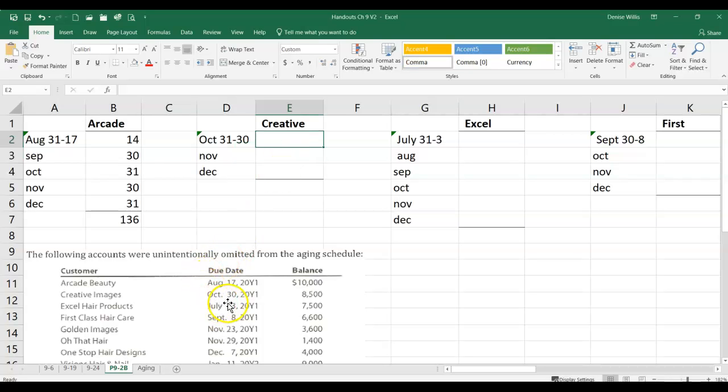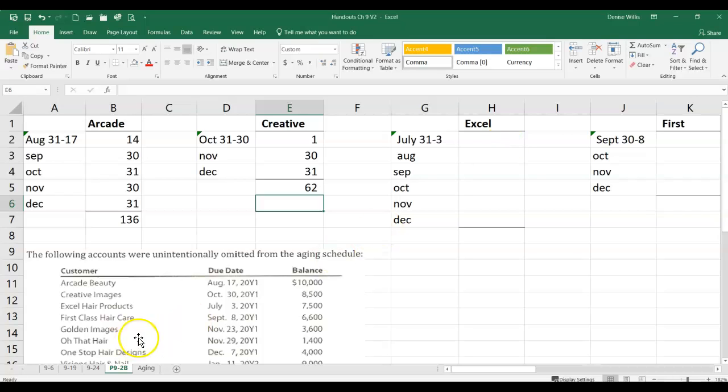Creative, it says, was due on the 30th of October. There were 31 days in October, 31 minus 30. It was 1 day past due at the end of October. November has 30 days, December has 31. Okay, we're going to add them all up. Creative is 62 days past due.